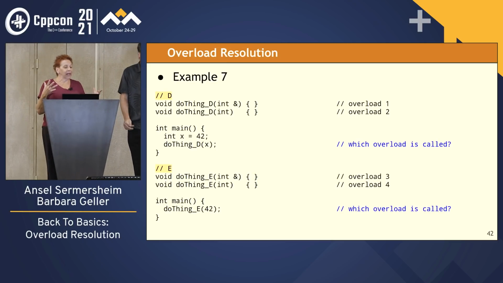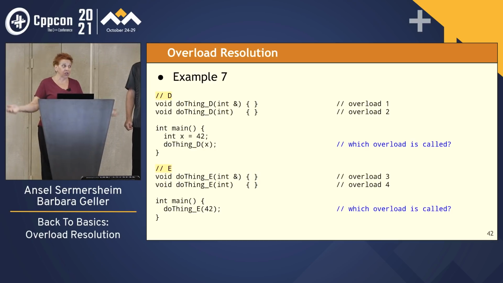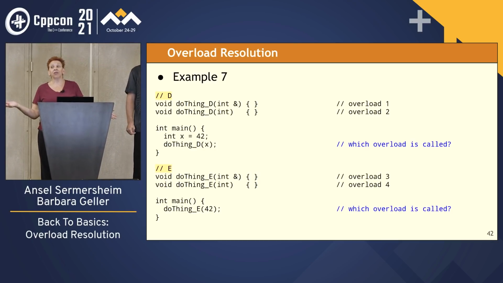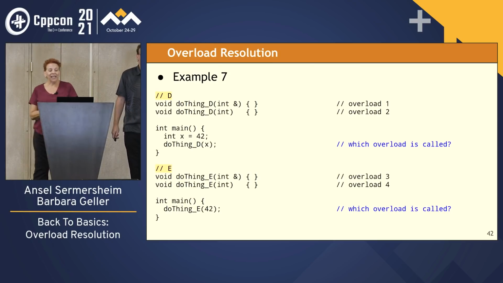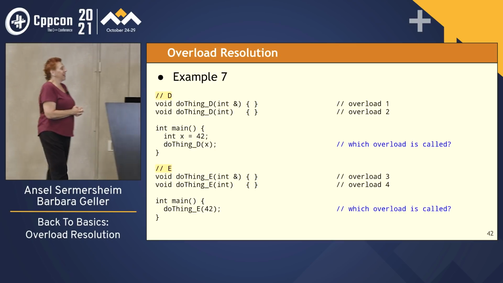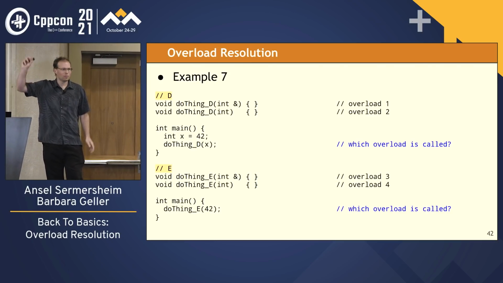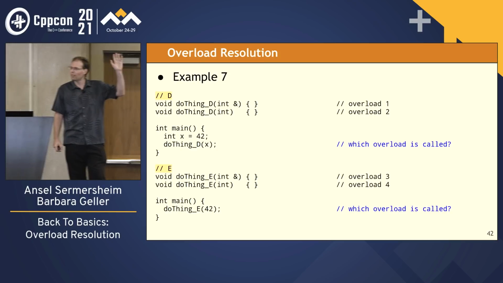So back to example 7. So again, in main, notice that in example D, we've assigned 42, so we have an L value. In example E, we're passing 42, which is an R value. So we've now given you all the information. So now we're looking at the same type of thing. In example D, are we looking at overload 1 or 2? And in E, 3 or 4? Who is for overload 1? 2? 3?